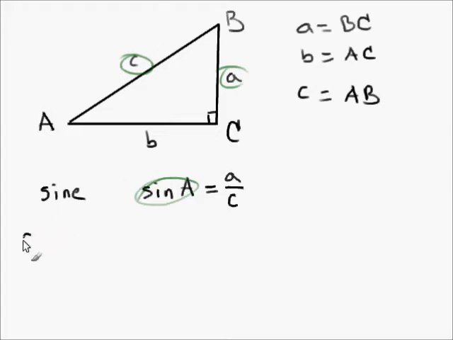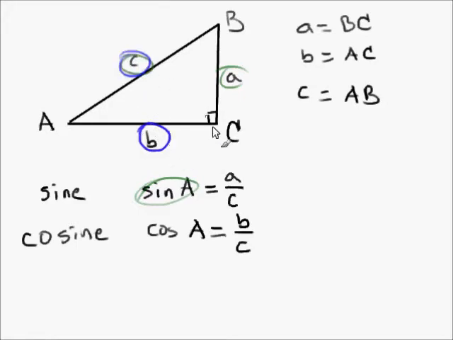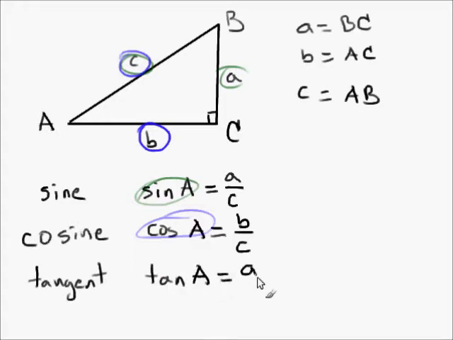Second basic trig function is the cosine, abbreviated cos, and the cosine of angle A would be b over c. It's the adjacent side over the hypotenuse. Cosine. And then finally, the last trig function is the tangent. And that would be tan A, and it is the opposite side over the adjacent side, a over b.